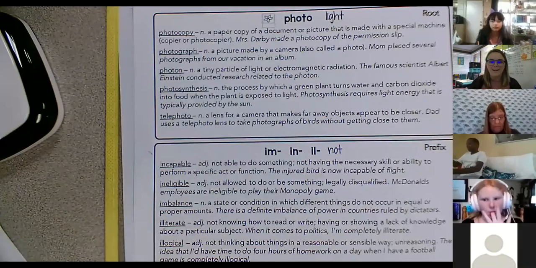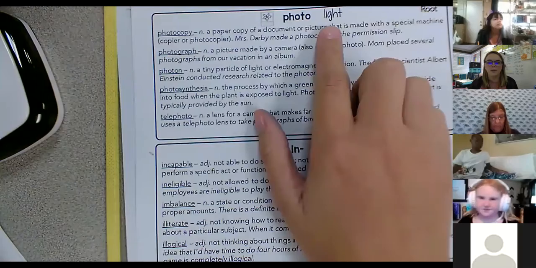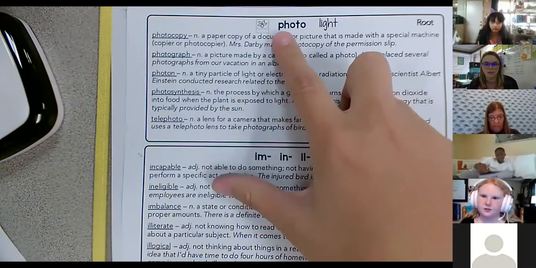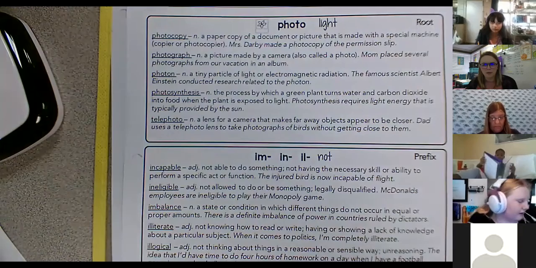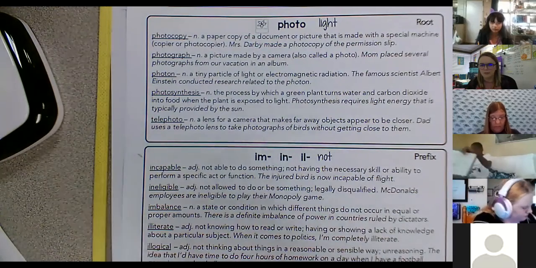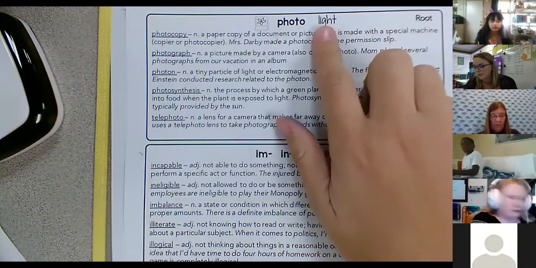Alrighty, so let's take a look at lesson 2. For lesson 2, we have our root, which is photo. And photo is kind of a word that we know already. We're pretty familiar with that word. But that root photo means light.